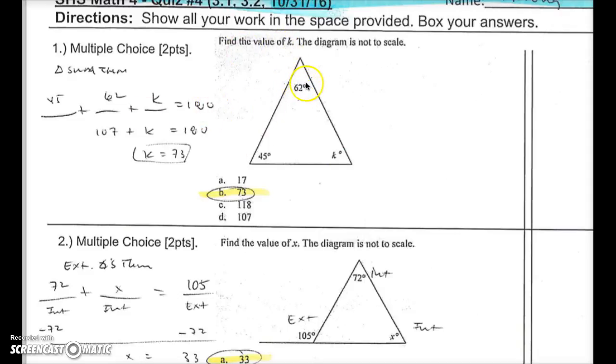If you label these angles interior, interior, and interior, you'll notice that we'll be using the interior triangle sum theorem. This would be blank plus blank plus blank equals 180 degrees, and then put each of your angles into the blanks: 45, 62, and k. Combine like terms, use your calculator to get 107. To move this 107 across the equal sign, that would be subtraction property of equality, and you get k equals 73. That would be choice B.